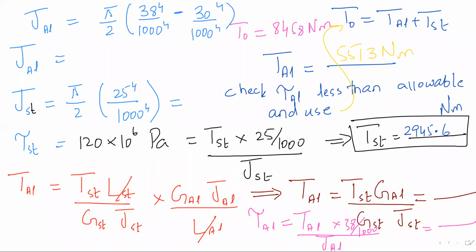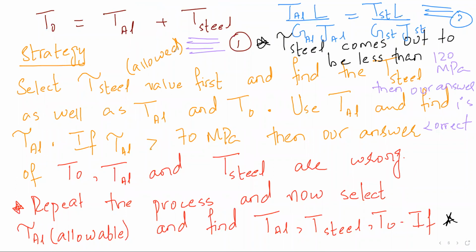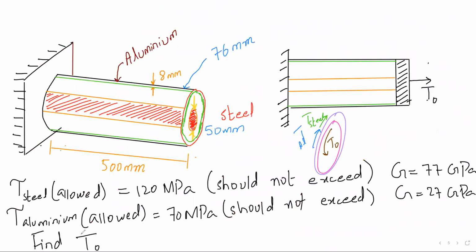So, the question is done now, right? Because the question was that you had to find the maximum torque T naught that you can subject the structure to. Your concern was that either it would exceed the allowable shear stress value of aluminium, or it may exceed the allowable shear stress value of steel. The good part is that we are making sure the value of T naught that we have found does not exceed these structural limits, the shear stress limits of aluminium.